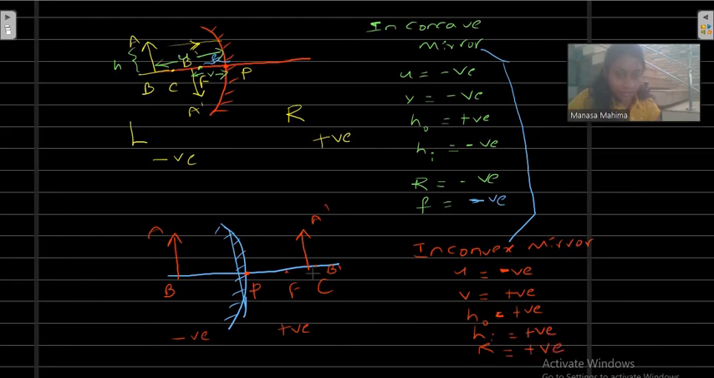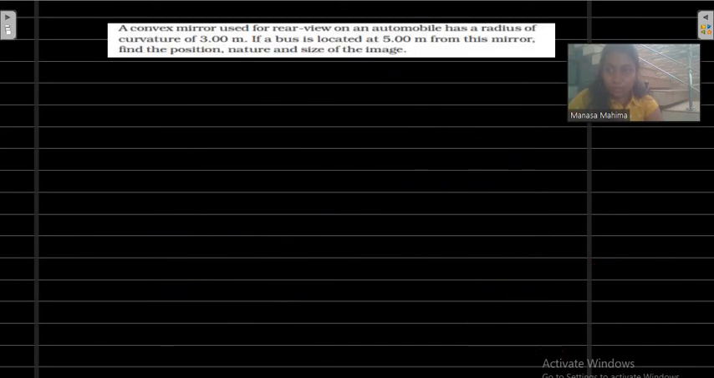Since you are getting the center of curvature towards the right side, whatever measurements you do towards the right, you have to consider as positive. And what else? F is also positive in the case of a convex mirror. These conventions are very important to solve the problems. So let's not waste much time. Now let's move to the first question.